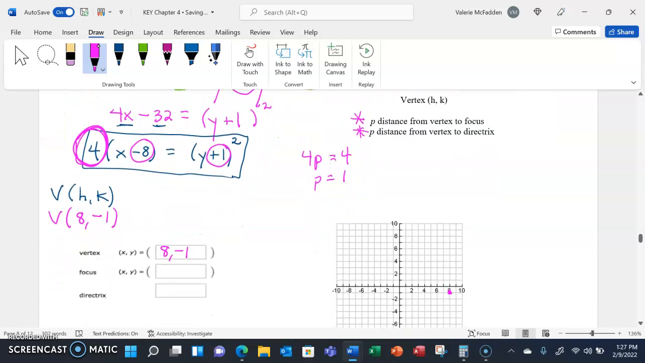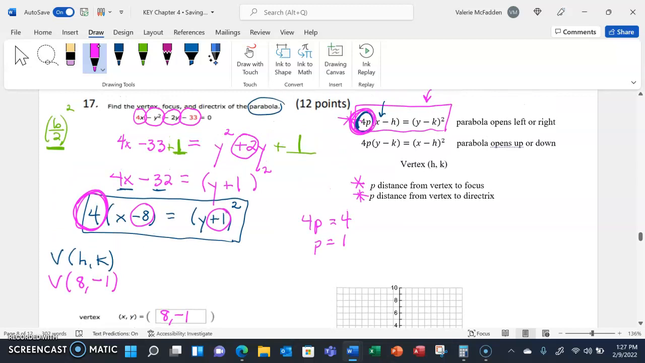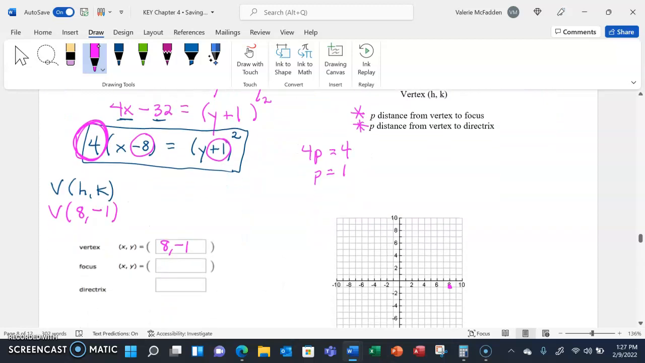If p is positive, it opens left or right. If p is positive, it opens to the right, toward positive numbers. It's going to open this way because p is positive. If p is negative, it would have opened to the left, toward negative numbers. Okay, so our p is 1.